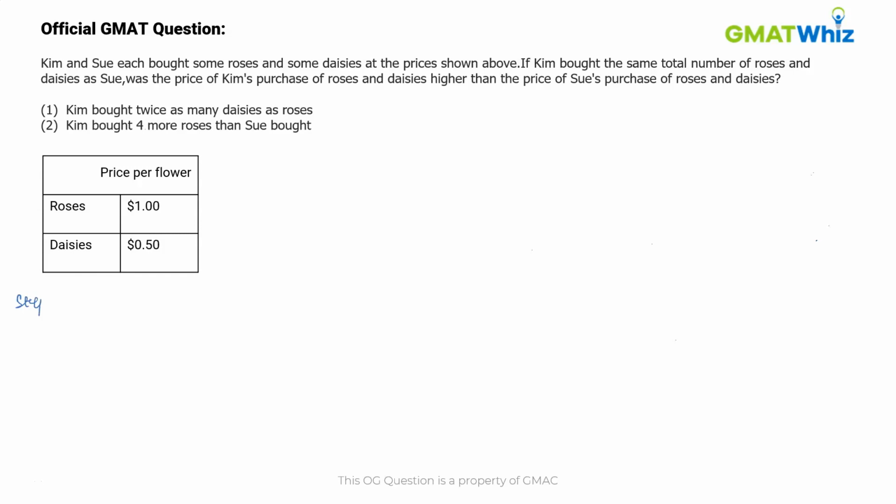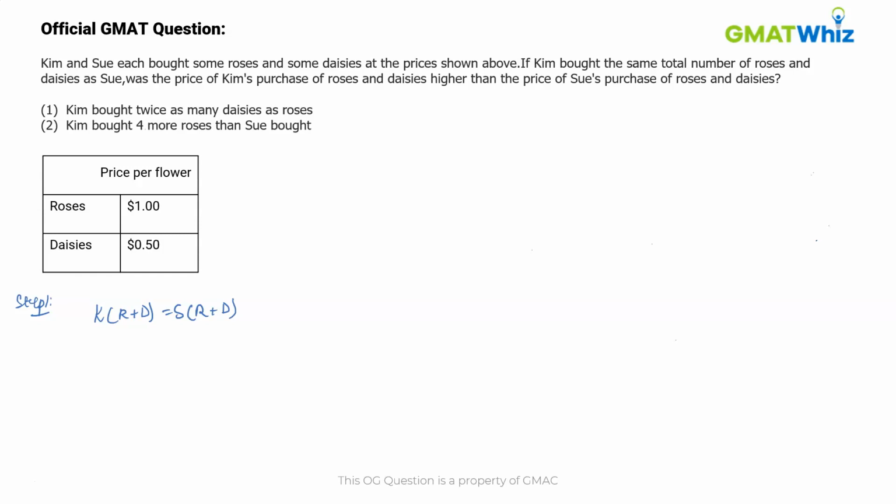In this question, we are given that Kim and Sue each bought some roses and some daisies. We are also told that Kim bought the same total number of roses and daisies as Sue. So, the total number of flowers purchased by Kim and the total number of flowers purchased by Sue is the same.